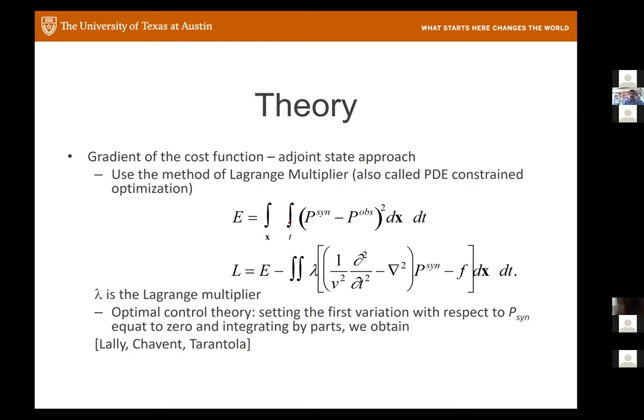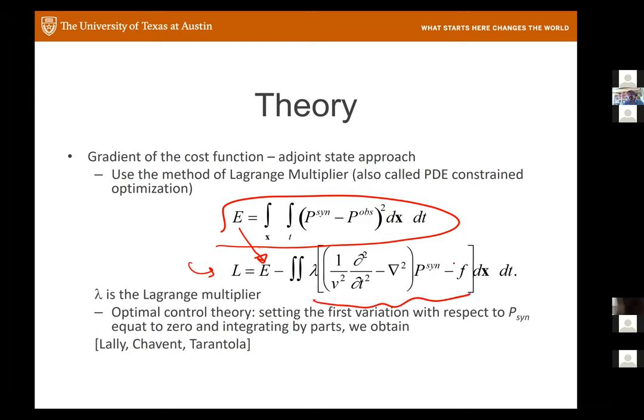So here, given this cost function, what we do is we say that this is an augmented cost function, L. We say: minimize my error, or minimize the residual, with the constraint that we satisfy the wave equation, okay? And this lambda is called the Lagrange multiplier or the adjoint variable. Then what you have to do is set del L, del m equal to zero. Taking the derivative of L when we have integrals is not straightforward. We set the first variation with respect to p equal to zero, and we integrate by parts.